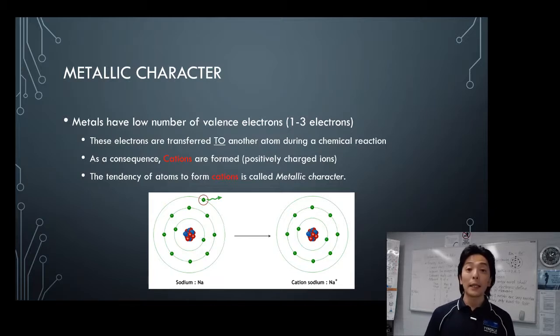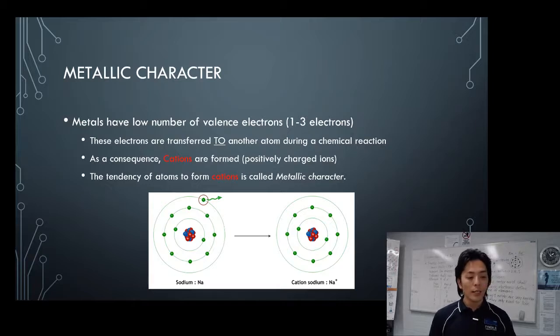All right, metallic character. Now, metals have a lower number of valence electrons: 1, 2, 3 electrons. These electrons are transferred to another atom during a chemical reaction to form a bond or to make something new. If electron transfer occurred, then that's considered a reaction as well. It's not a reaction if no electron transfer occurred. That's another way of saying it too.